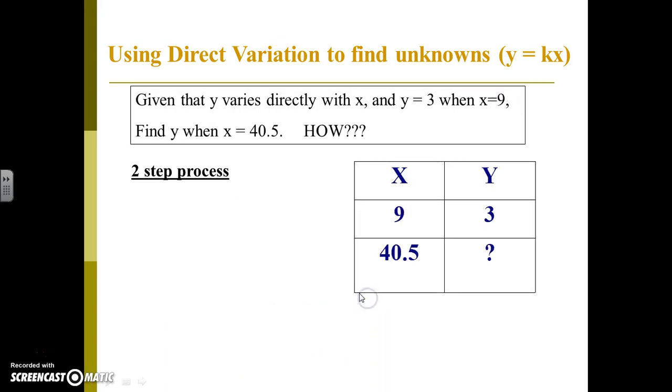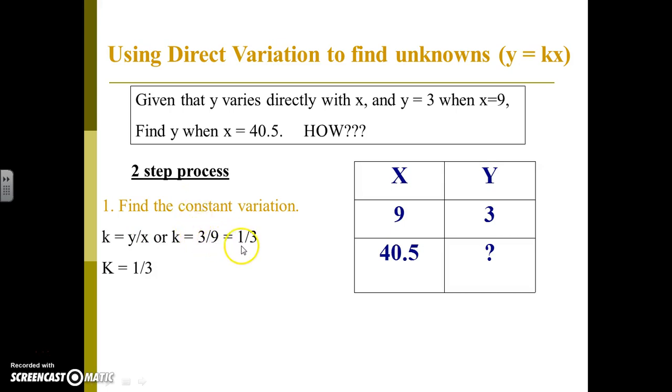Let's look at another example. It says given that y varies directly as x, again they're telling us there's a direct variation, and they tell us the y value and they tell us the x value. We look at it again in a table to organize our thinking, and we want to find the y value when x is 40.5. Again, remember the two-step process. The first thing we need to do is take the y value and the x value that they give us and find our constant of proportionality. So k is y over x. That's not going to change, and that's 3 over 9 in this case, which simplifies to 1/3. So we know that k is 1/3.